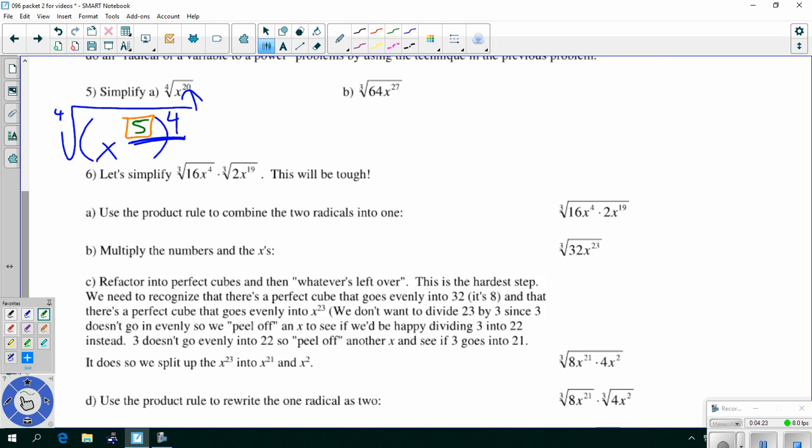And we still have x to the 20, but now we get to cancel. The 4th root, including that radical sign, and the 4th power cancel, and we just get our final answer, which is x to the 5th.